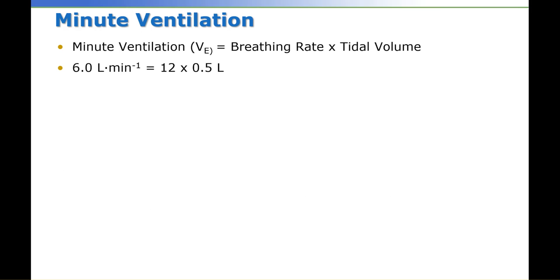Minute ventilation is breathing rate times tidal volume, and this is like cardiac output. You have the stroke volume times the heart rate. Okay, it's very similar. It's analogous to that. So you have the breathing rate times tidal volume, which is how much in a breath, times the breathing rate. Okay. So you have 12 breaths at 0.5 liters equals 6 liters per minute.